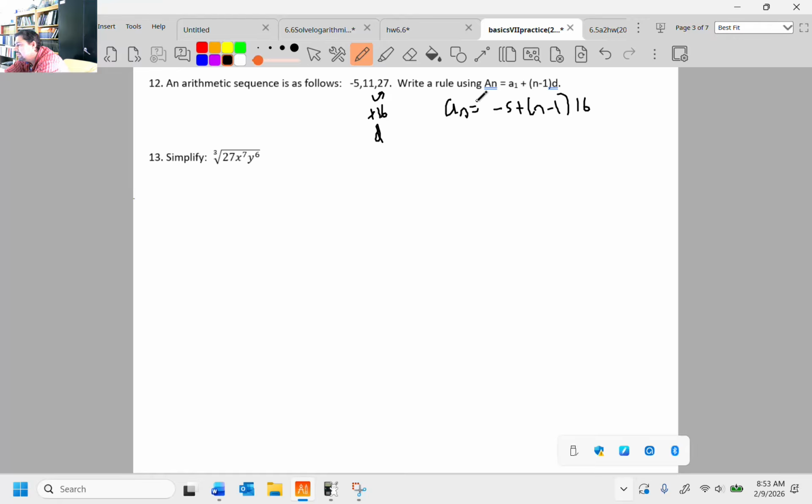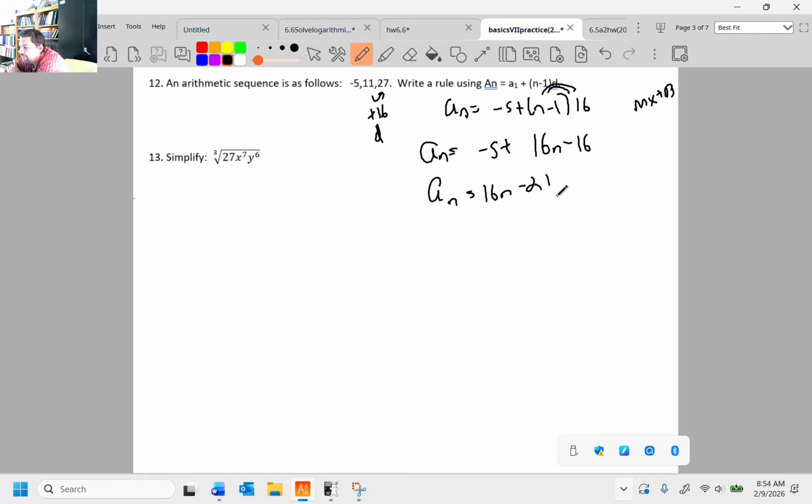Now, we're going to clean this up. The goal is to look like mx plus b. We want to make it look like a line because they are lines. We're going to distribute that 16, 16n minus 16, and then -5 plus that. Now, 16n is going to be out front. -16 plus -5 is -21. Easy peasy lemon squeezy.